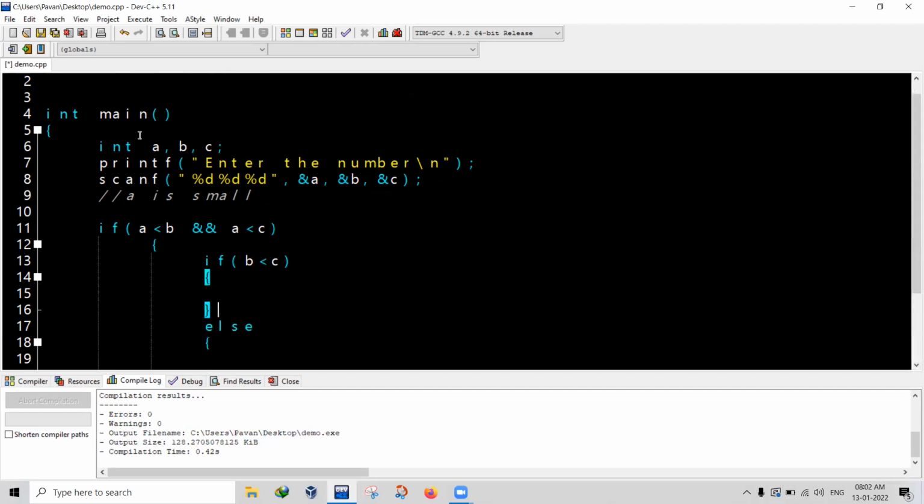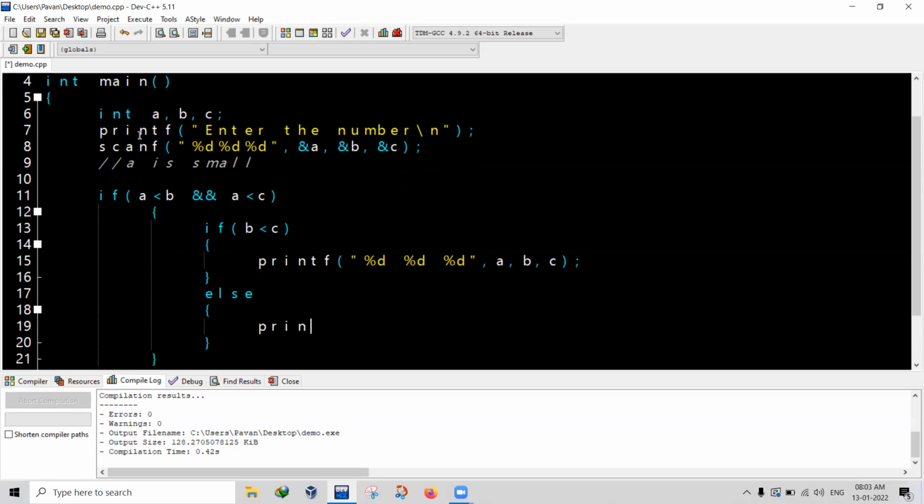So I'll explain what these parts are. See, if A is less than B, A is less than C, printf A is the smallest, percentage D is the smallest, okay? And the second condition is B is less than C, which means even B is smaller than C and C is the greatest number, so A, B, C. First part is complete here. See, just one line. First part got completed.